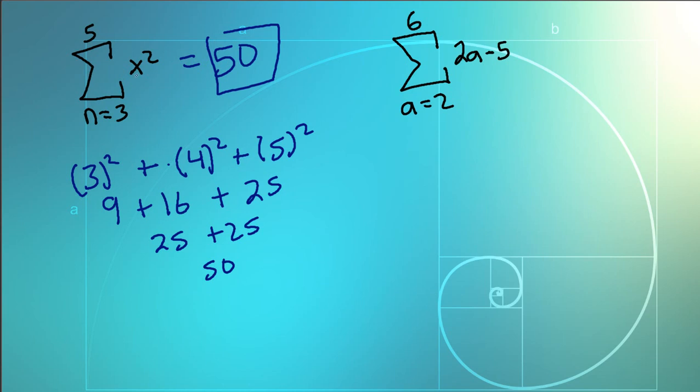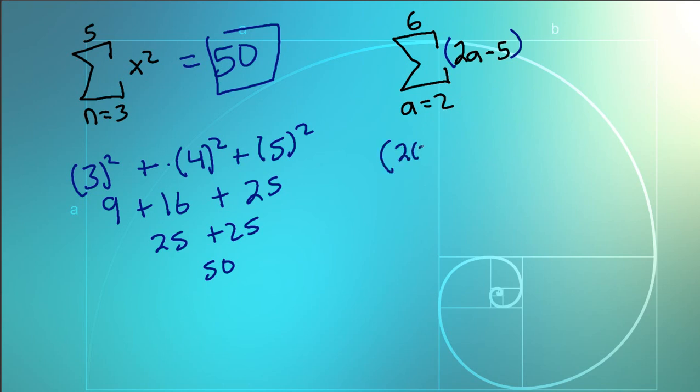Now you might be wondering, why would I even want to do this? I could just write 9 plus 16 plus 25, but this is most useful if you have a list of numbers that is extremely large. All right, so probably should add parentheses around this one. This time my variable is a. What the variable is doesn't matter. So I'm going to be replacing a with 2, then 3, then 4, then 5, then 6.